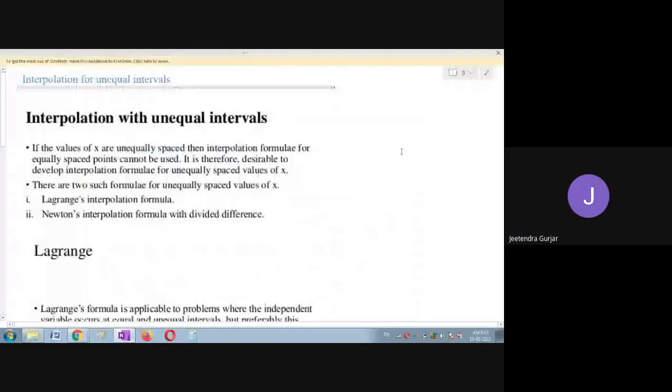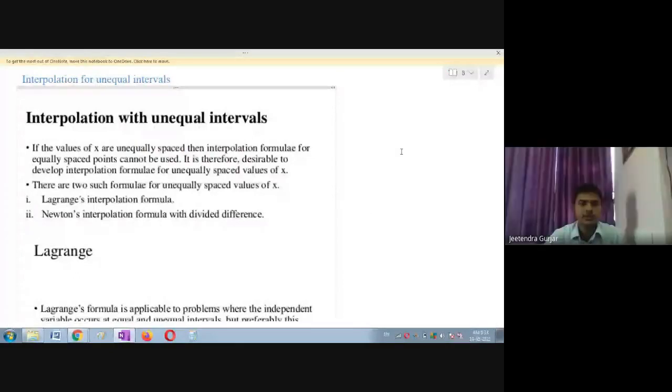Very important, students. Once again, good morning everyone. Today we are going to start the interpolation for unequal intervals. As you can see in the previous lectures and previous classes, we have come across the interpolation with equal intervals. That will restrict ourselves towards only equal intervals. But there were many advantages in those interpolations, Newton's forward and backward interpolations.